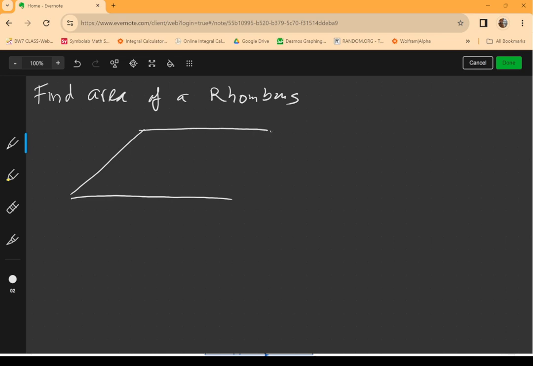So we're told this is a rhombus, so opposite sides are parallel, and we have this, right? And then we're just given that each one of these line segments here, this is the value here.